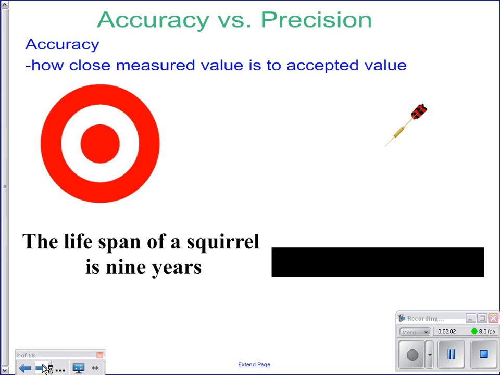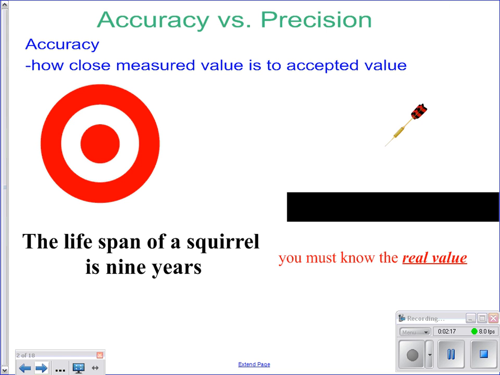So if I told you the lifespan of a squirrel is 9 years, is that accurate? I have no idea, to be quite honest, because I do not know the life expectancy of a squirrel. In order to know how accurate something is, you need to know the actual or real value. So for example, if gold has a density of 19.3 grams per cubic centimeter, yeah, that's pretty accurate. That is the known density of gold. So you have to know the actual value.